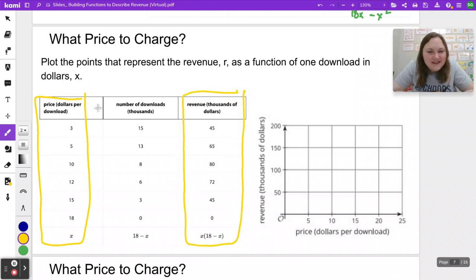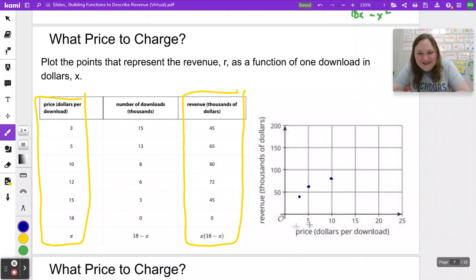When we go to graph it then, the first one we've got is if the price is $3, the revenue is $45,000. So on my graph, I would go to 3. That's going to be around the middle here of this box, and then up to 45,000. That line there is 50, so I know 45,000 would be just a little less than it. The next point, if the price is $5, the revenue is 65. So I'm going to go over to $5, and 65 would be somewhere here. And $10, the revenue is 80. I'm guessing that is around here.